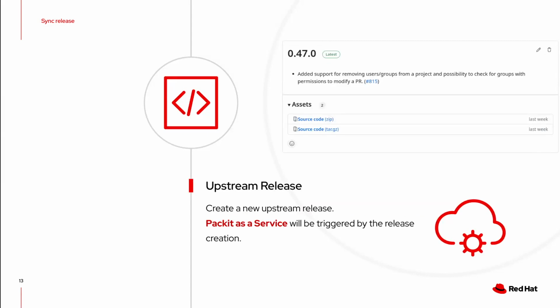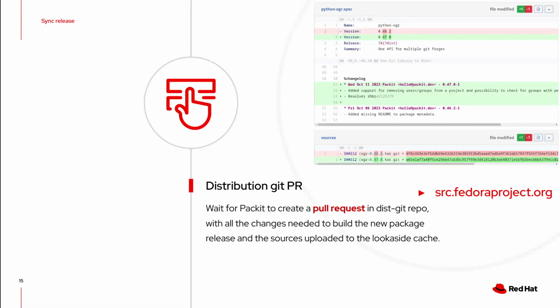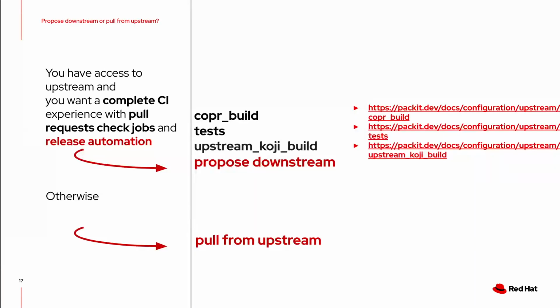Here again, you can see the creation of an upstream release that will trigger Packit service. But you can also use the new release code manually, without any automation, from the Packit command line. Both the service and the command line will create the same downstream pull request. Now we will compare these tools.